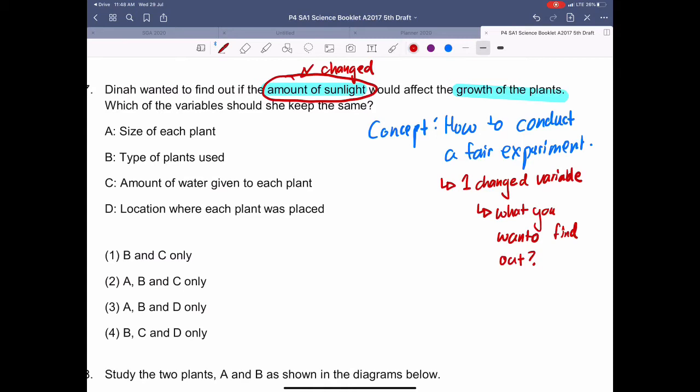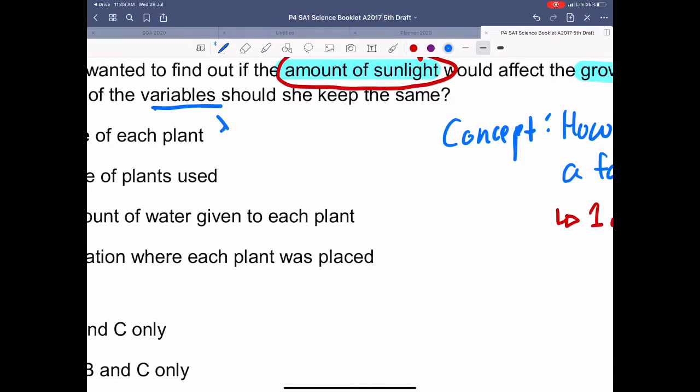So then the question asks, which of the variables should she keep the same? Just in case you all still don't know what is the meaning of variables. Variables just means conditions or factors in an experiment. So what do I mean by that? For example, conditions could include things like is it indoor, is it outdoor, is it in an open field, is it in a lab, is it in a dark room, is it a light room? These are called conditions. What's the temperature? Is it freezing? Is it very hot and sunny?